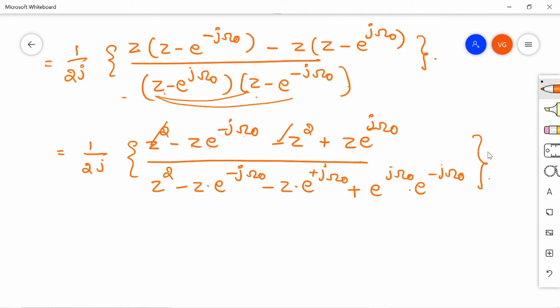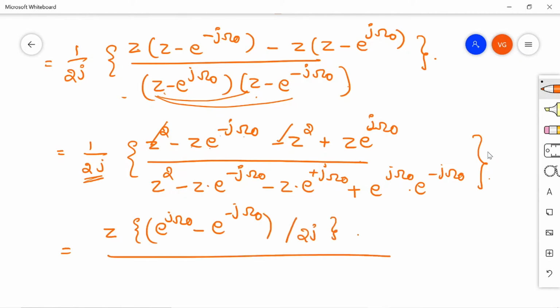So what I am getting is z e power j omega naught minus z e power minus j omega naught. If you take z out in the numerator, you get e power j omega naught minus e power minus j omega naught, and with the 2j that you take up, that is by 2j, right? This is what I am getting in the numerator. And why I am writing this is again in the sine form: e power j theta minus e power minus j theta by 2j, right? Coming to the denominator, e power j omega naught multiplied by e power minus j omega naught is 1 here.